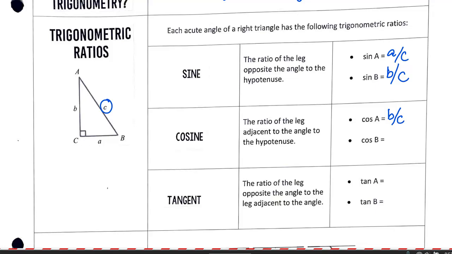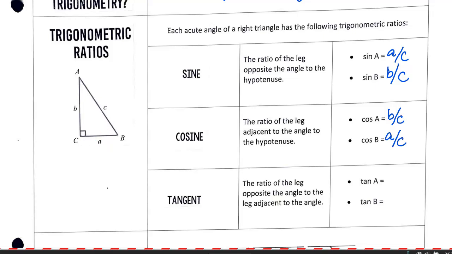And now let's say we want to find the cosine of angle B. We put our little theta right there for angle B. We're looking at the leg that is touching that angle. That would be a, and then over our hypotenuse, which is c.